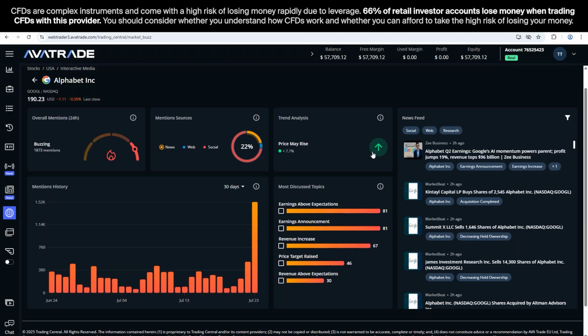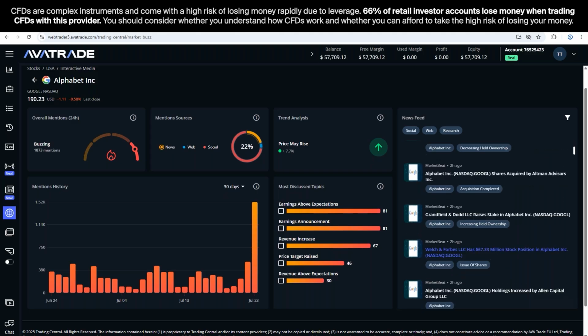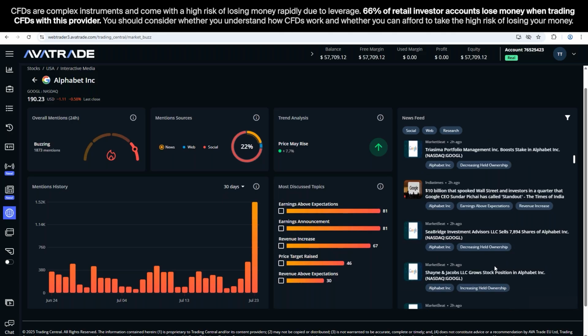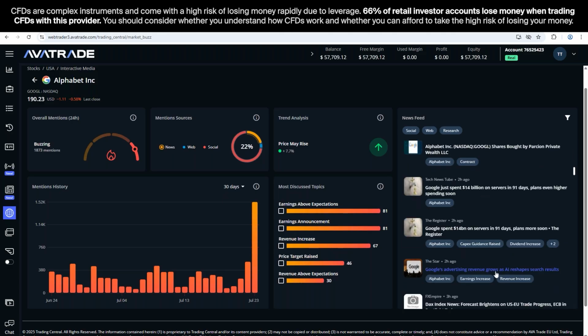All right, so I see a positive headline here to go with this technical signal that says they think Google Alphabet Incorporated will rise. You can scroll down and find more articles to see if there are other things that you think will help support your decision here. Okay, Google just spent $14 billion on servers. This came out 2 hours ago. It's new information.